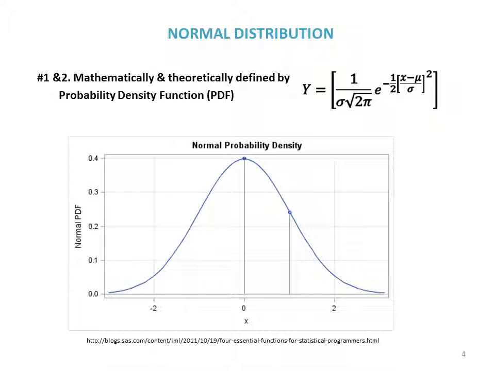In this graph, the probability density for score 0 is a little bit less than 0.4, and the probability density for score 1 is almost 0.25. I attached a Khan Academy video in our learning module if you are interested in the PDF. But all you need to remember is a normal distribution is mathematically and theoretically defined. You don't need to memorize this equation.